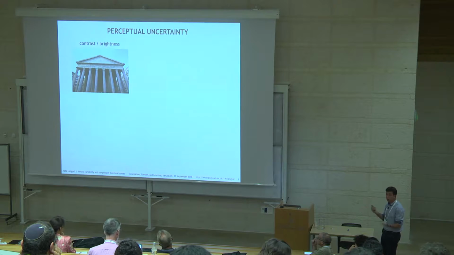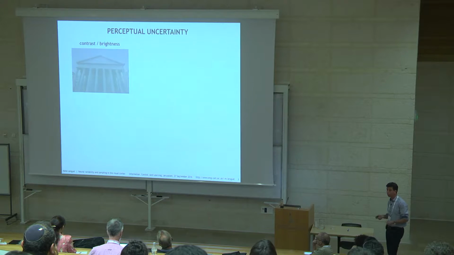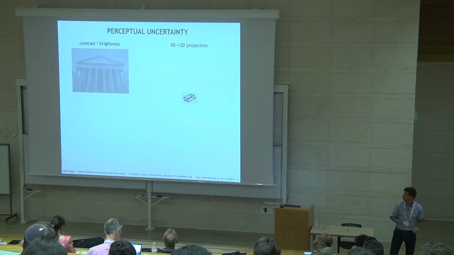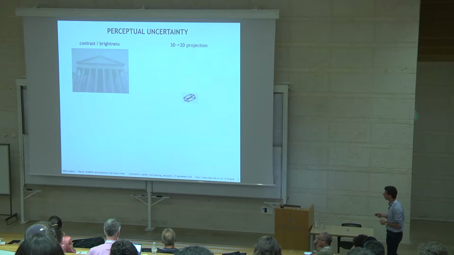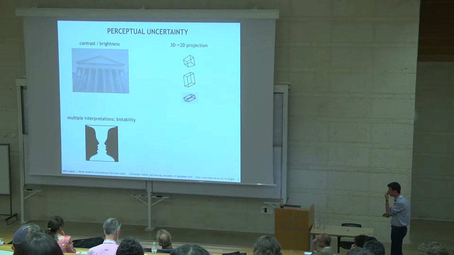I'm just again going to give you a handful of examples. There are many, many other sources, but just to give you a feel. Obviously, when we decrease the contrast of an image, our uncertainty about what's in the image increases. There's a fundamental uncertainty because the world outside is three-dimensional, yet we only see two-dimensional projections on our retina. There are stimuli that are just fundamentally ambiguous, such as stimuli that are used to study bistable perception. There's also the value on average problem.